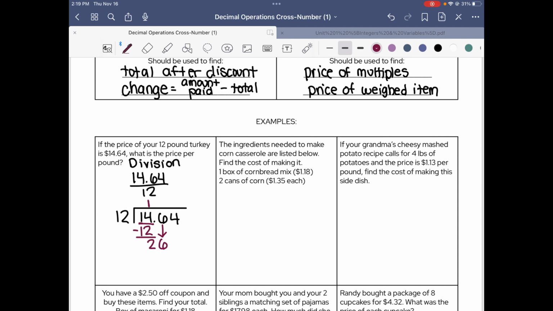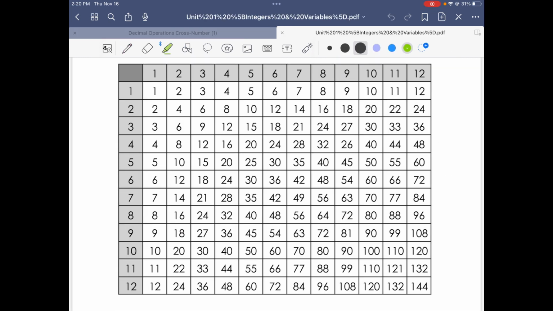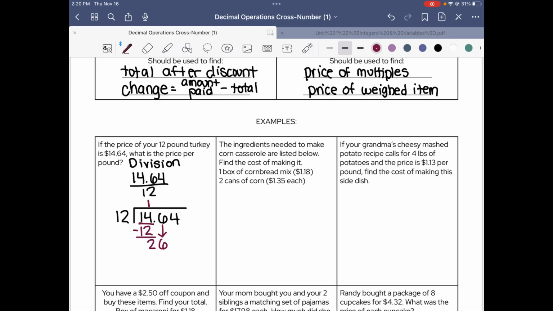Now I need to know how many times 12 goes into 26. So I am going to switch to my multiplication chart. And if I look at my 12s here on the bottom row, the closest that I can get to 26 is 24, and that would be 2 times. So I'm going to put a 2 on the top and subtract 24 down here.